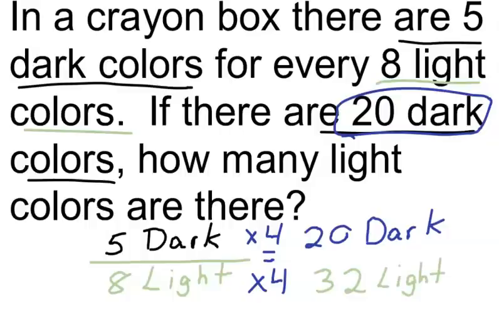All right, so there's our answer. If we have 5 dark and 8 light, that means if we scaled it up to 20 dark, we would have to have 32 light colors to keep the same ratio. So there's our answer, 32 light.